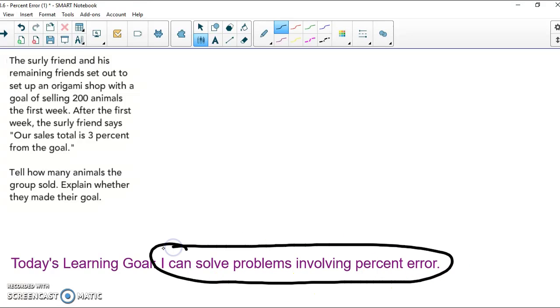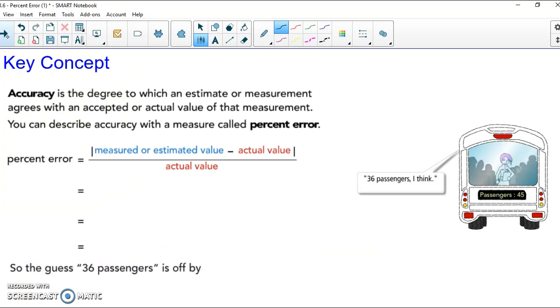And I think you'll find that this is fairly simple and very similar to percent of change. So we're going to skip right into the key concept. The bottom line you need to know is that percent error is a way of describing accuracy. Accuracy is the degree to which an estimate or measurement agrees with an accepted or actual value of that measurement. So we describe accuracy with a measure called percent error.